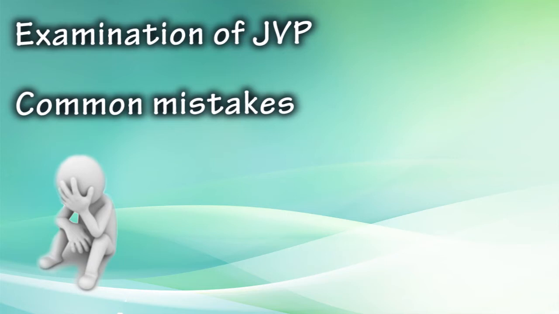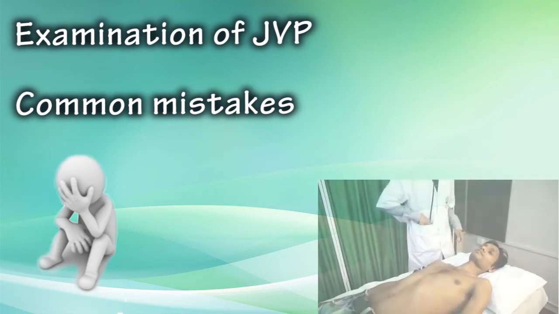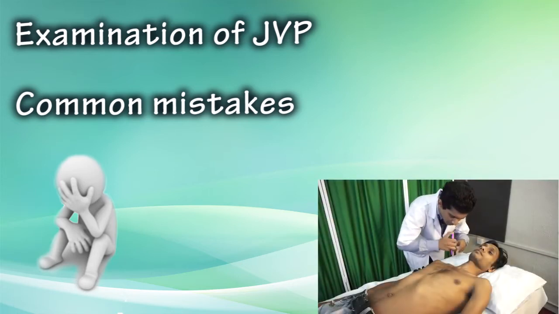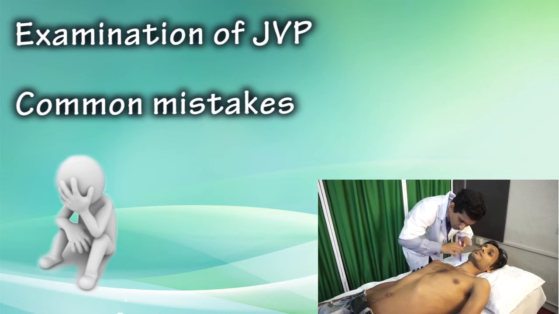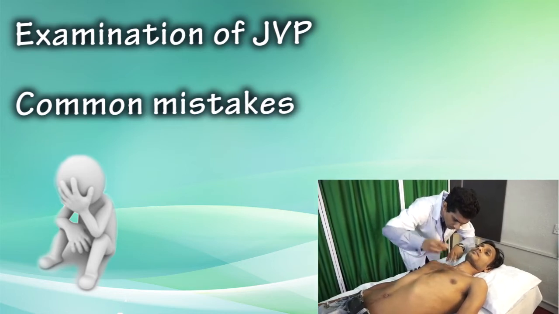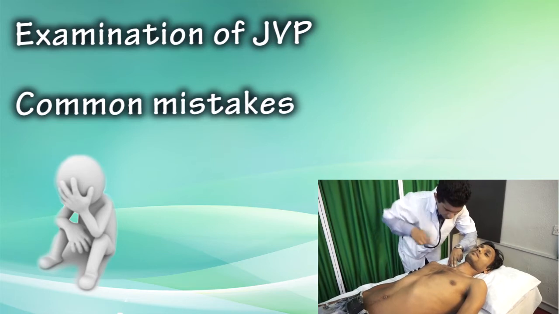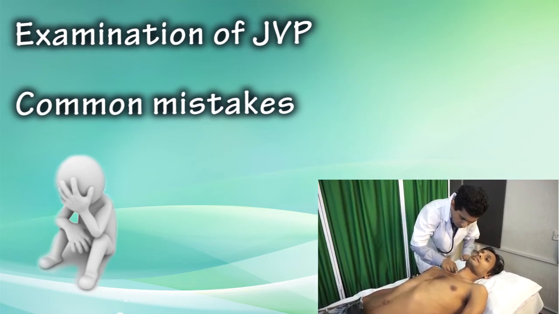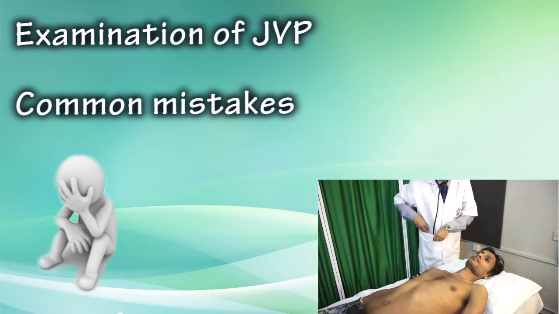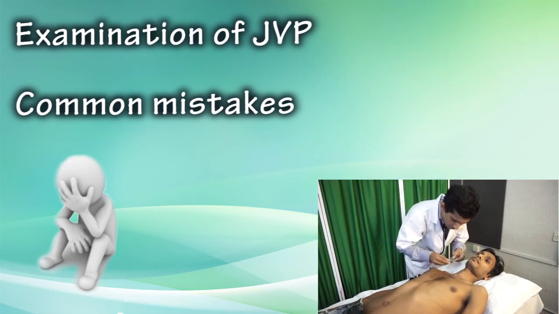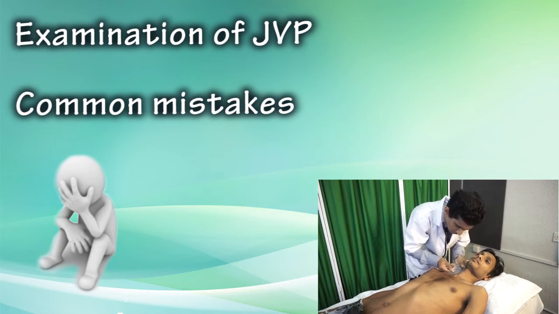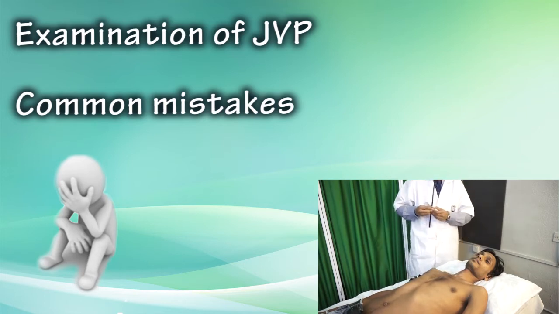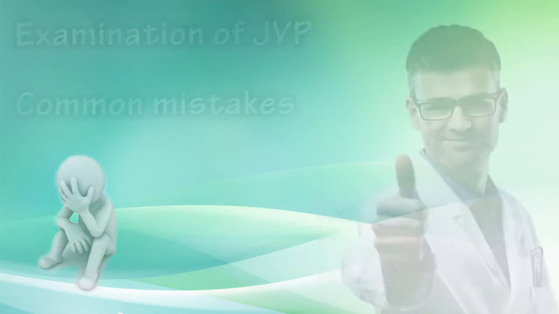In this instance, the candidate is trying to elicit jugular venous pressure in the wrong position. The patient is not positioned to 45 degrees. He uses a torch to check venous pulsations. Then, quite unnecessarily and quite wrongly, he uses a ruler to measure the elevated jugular venous pressure.